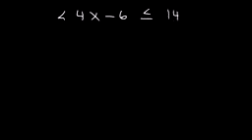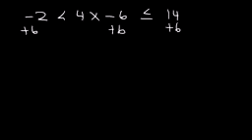By the way, how would you solve an inequality that looks like this? Let's say that on this side it's 14 and on this side it's negative 2. So let's say 4x minus 6 is greater than negative 2 but less than or equal to 14. How would you solve such an inequality? What we could do is add 6 to all three sides.